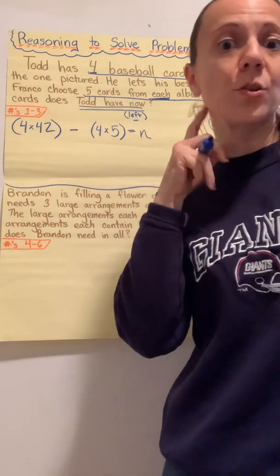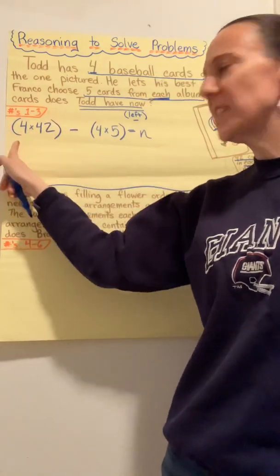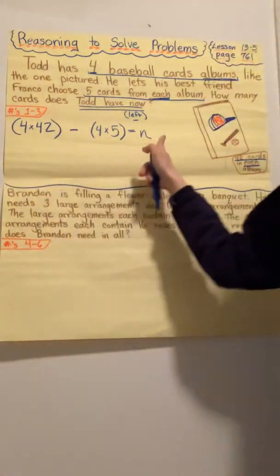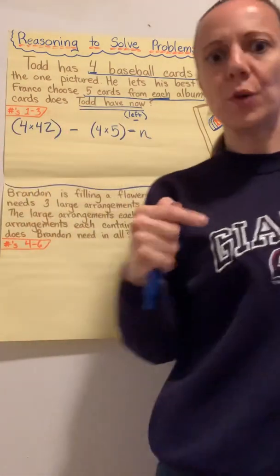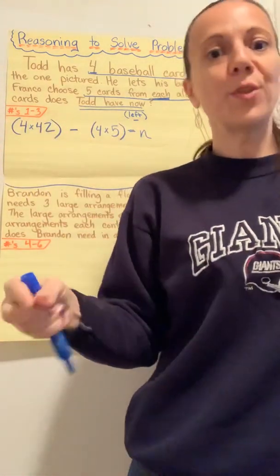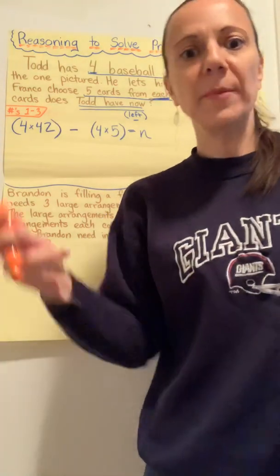So that's the answer to 1 and 2. Here's the answer to 1. This is what Todd had at the beginning. And here's the answer to number 2. This is how many he's going to have after Franco takes the cards. Now, number 3 asked me to solve it. Figure out how many cards does Todd have. So let me do that.